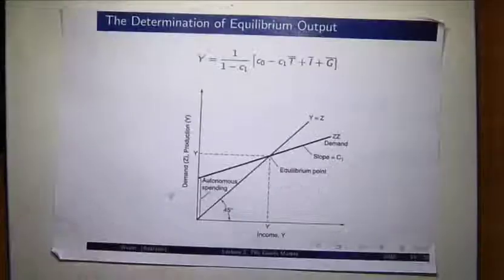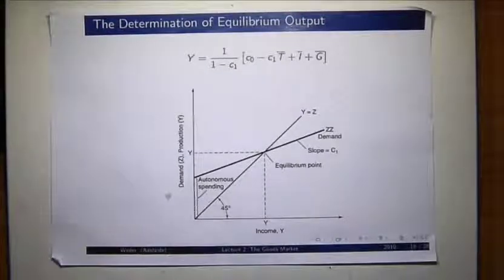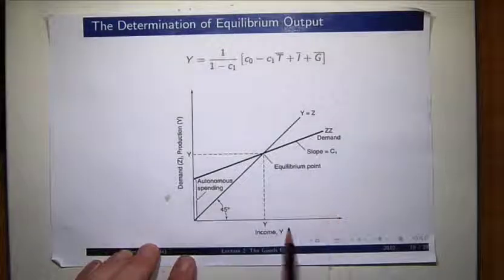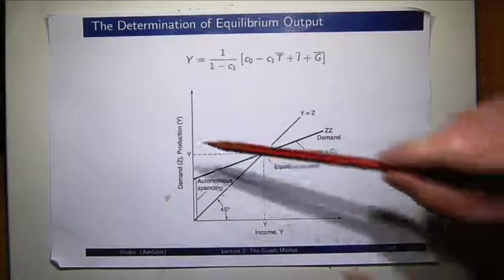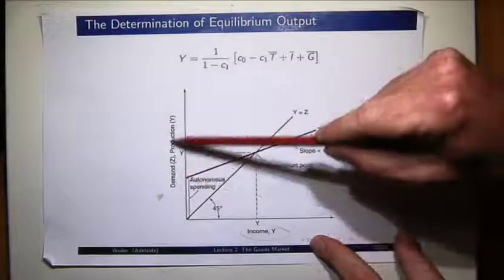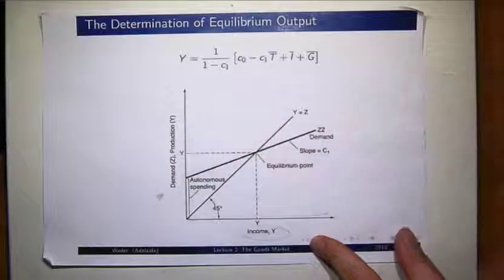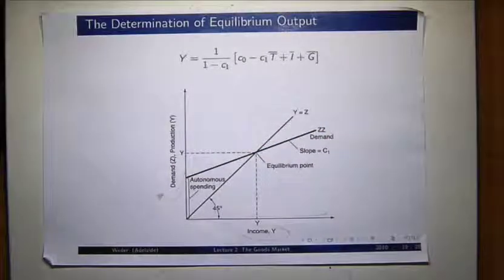And we can draw this thing. So here we have the same equation, and we can draw it. What do we have here? On the horizontal axis we have income or GDP in this economy, and on the vertical axis we have the demand Z and the production. And these two things are the same at only one point, which we denote the equilibrium.